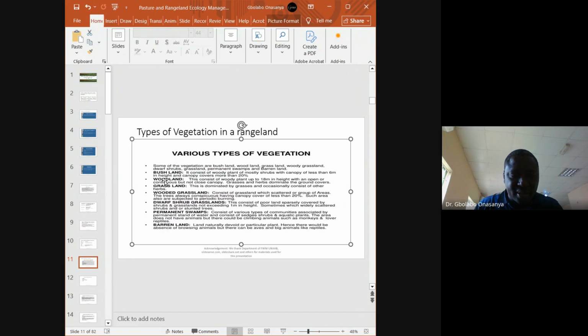Am I speaking sense? And we have grassland. This is dominated by grasses and consists of other herbs. So grassland will be a suitable type of vegetation in a rangeland that will be fantastic for grazing.